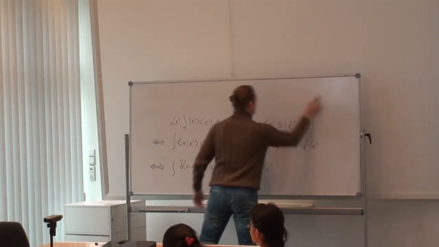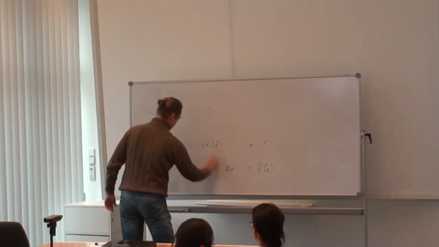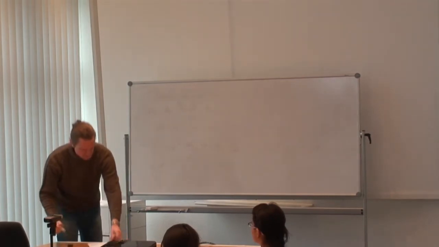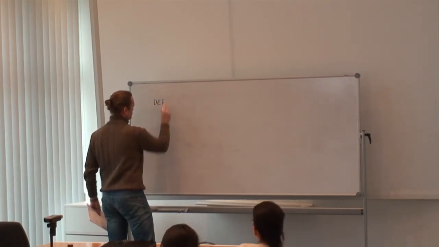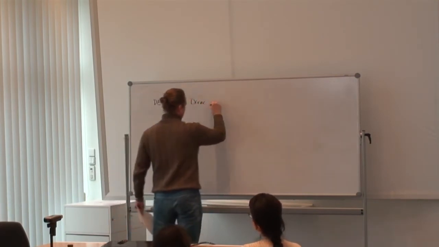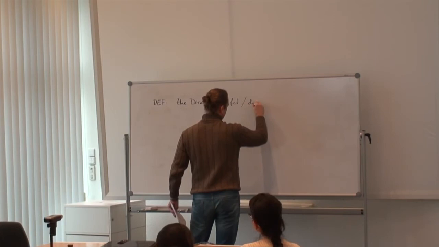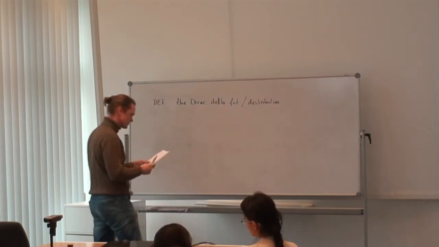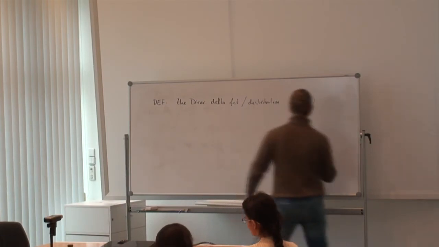Let me note this down once more, because it is important and special, to remind ourselves of what we found. The Dirac delta function, or I should say distribution, which is the better name, but in the literature is also called the delta function. And this name delta function refers to this crazy object here.